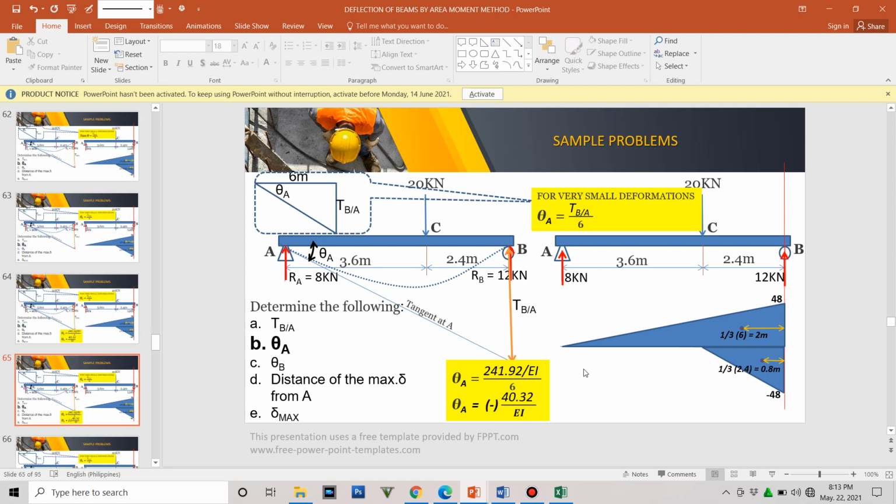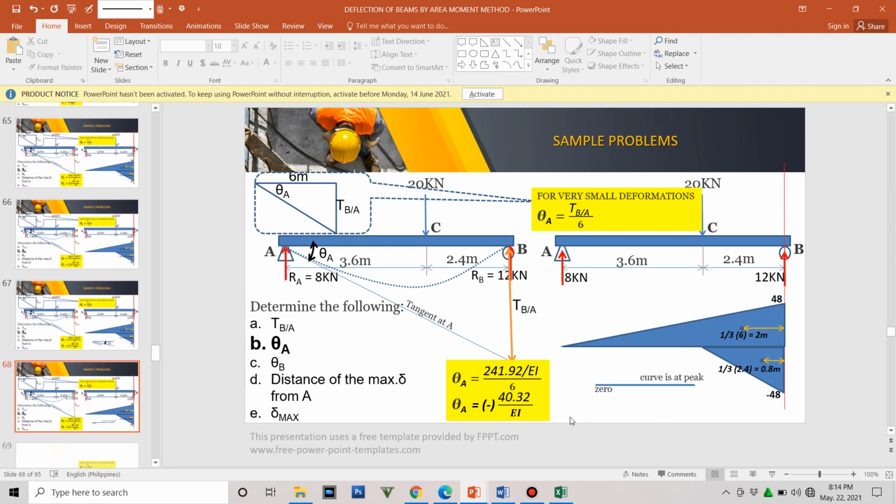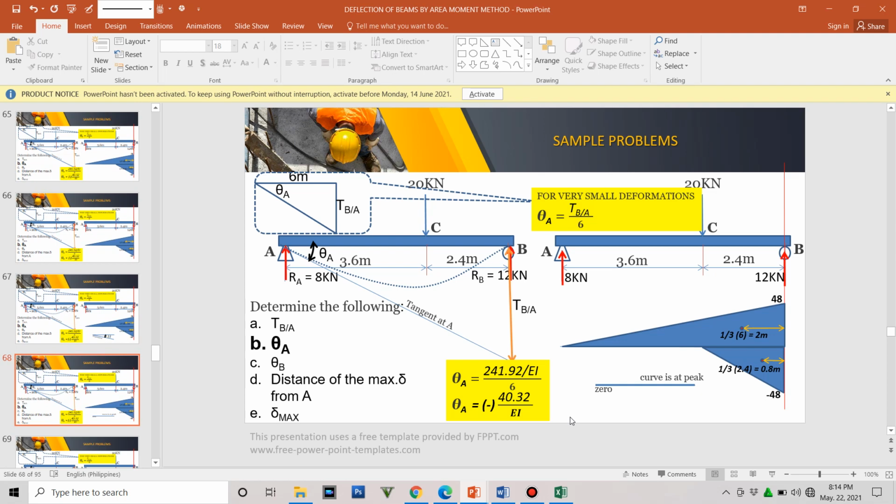Take note, this is negative, ano? Negative yan. Kasi nga, depression siya. Nagsimula siya sa depression, pababa yan. Ngayon, kapag nag-rotate yan counterclockwise, the curve is at peak. 0 yung slope niya. And then, magiging positive siya. Yun yung ina-explain ko kanina pa. Okay? And the rotation is a counterclockwise direction. Okay?